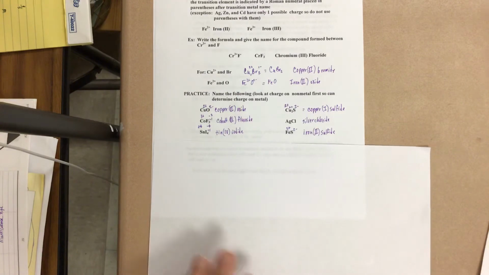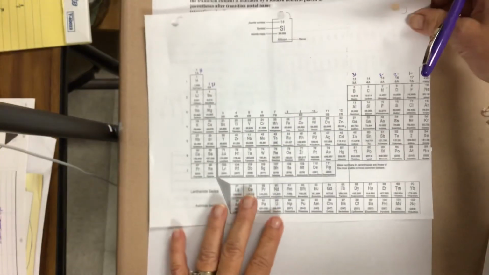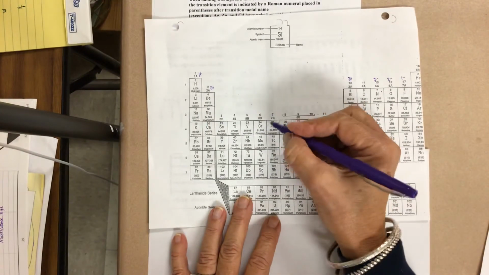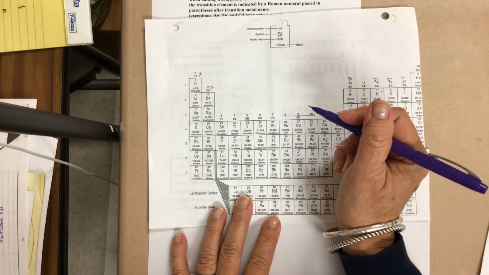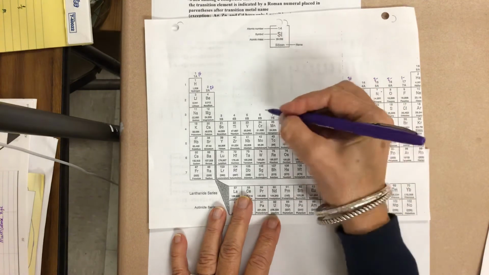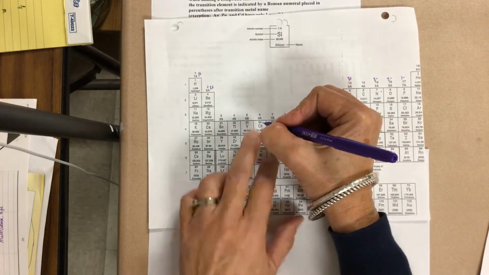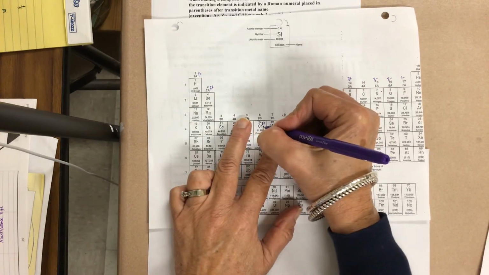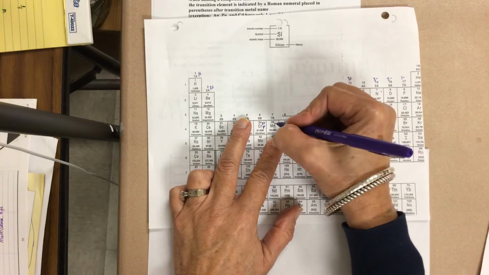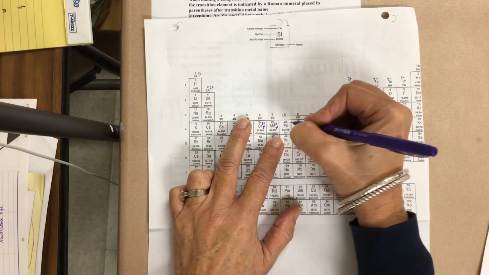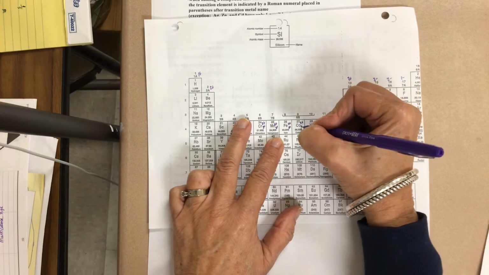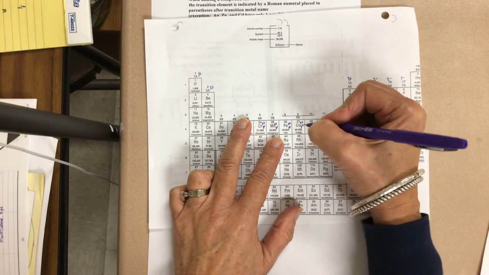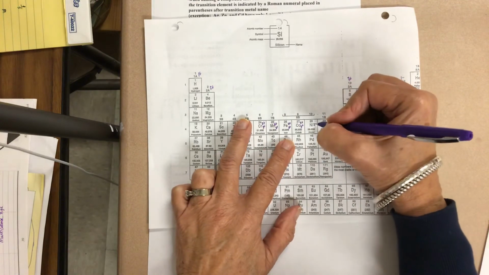Now, before we go to the next section, let's do this real quick. On your table, let's write in the probable charges for some elements. So we have chromium. Chromium is normally a 2 plus or a 3 plus. The same for manganese, the same for iron, the same for cobalt, and the same for nickel.